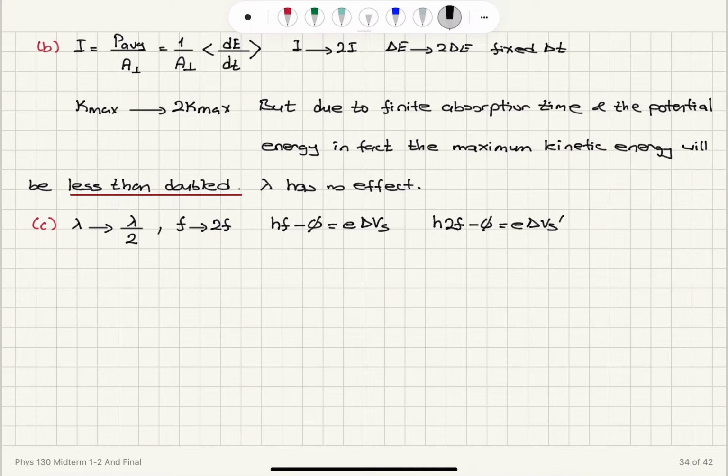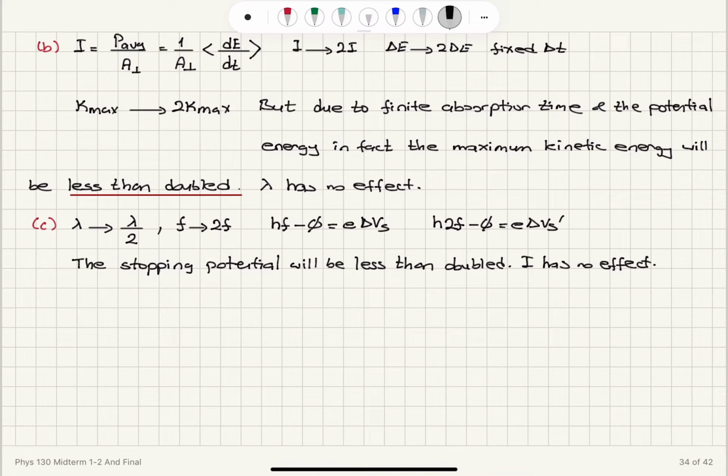So you can see that the stopping potential will be less than doubled. Intensity I has no effect on the stopping potential. That's the experimental result. The stopping potential will be less than doubled.